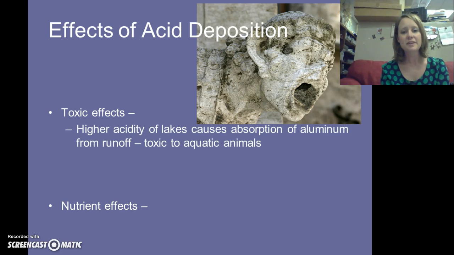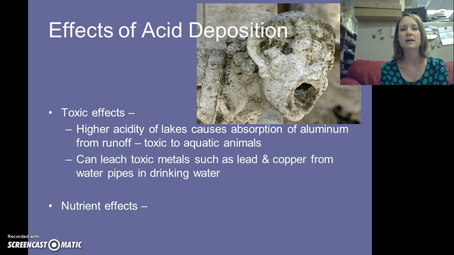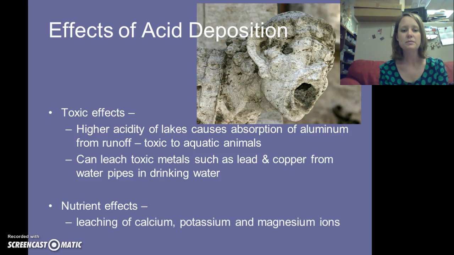The toxic effects are when it lowers the pH or creates that acidity in the lakes. One of the things that happens is that aluminum from the runoff is absorbed, and that can be toxic to the marine organisms. It also, the acids can leach other metals out of water pipes. So if you've got lead or copper pipes, especially in really old homes, that can affect the drinking water.